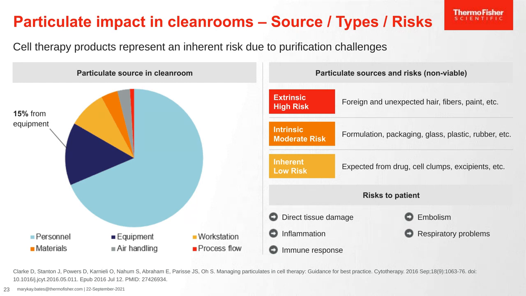These non-viable particulates also represent a risk to the patient if they are included in a cell therapy, which will be an injectable. Those risks include direct tissue damage from sharp little microscopic shards of glass or stainless steel as examples. They could induce an immune response or inflammation. If they get stuck in a capillary, they can cause blockage of a blood vessel, leading to a thrombosis or a pulmonary embolism. They can also represent respiratory problems.